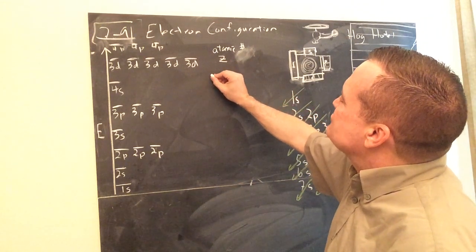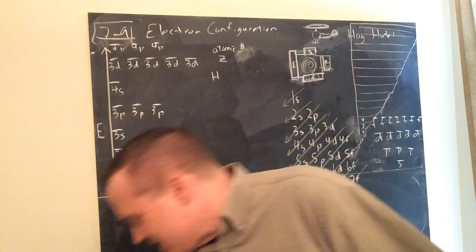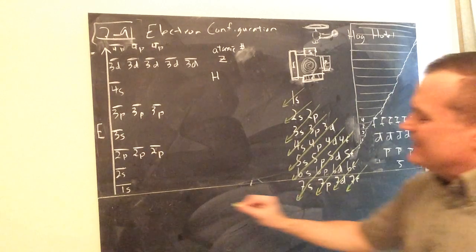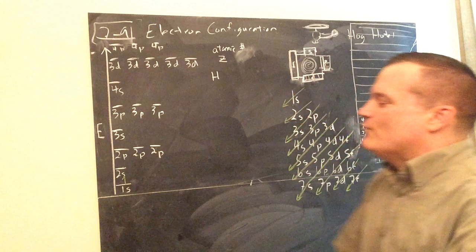Number 1 is hydrogen. So hydrogen only has 1 electron. So where will the electron of hydrogen be? It's going to be, Mr. Hogg for hydrogen will go right here, and it'll be an up arrow in the 1s.